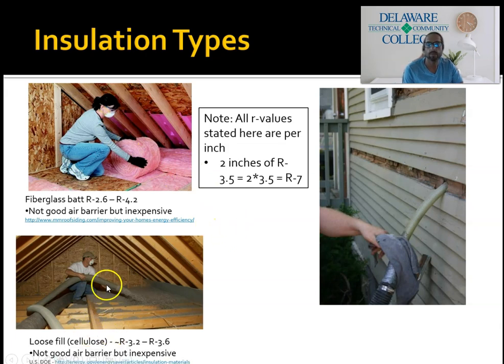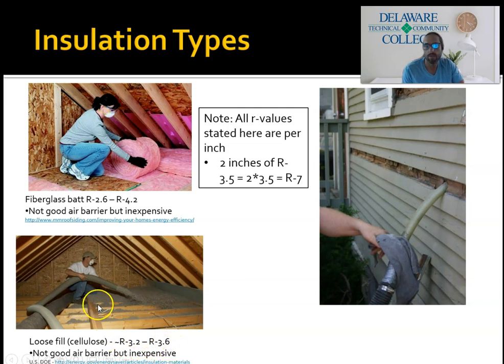Then we have loose fill cellulose, which you just blow out using, so at the end of this hose is a machine that sort of chops up this cellulose, which is just ground up old recycled newspapers with some chemicals in it. And then it just sort of sprays it out through some air compression, blows it out, and then you just gradually fill in whatever space it is you are insulating. So this is a decent insulator, R 3.2 to 3.6 per inch.